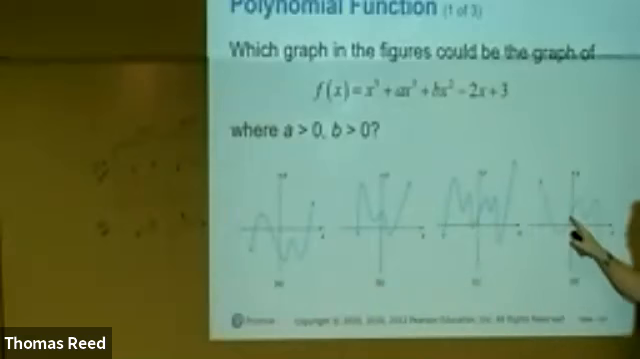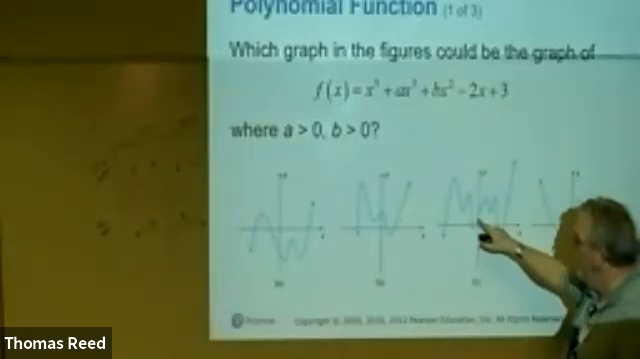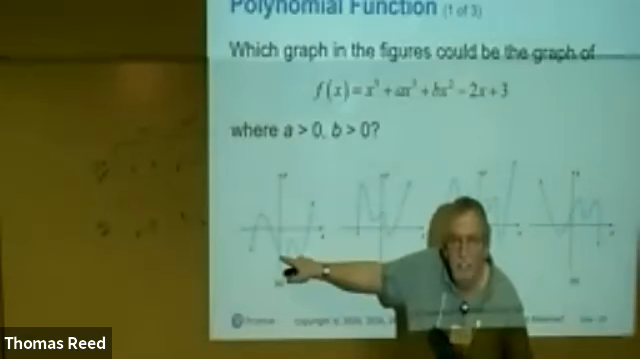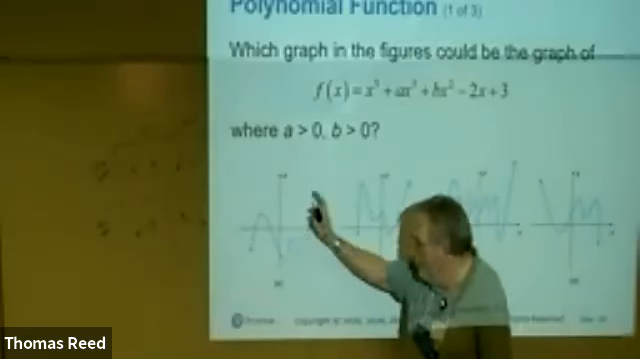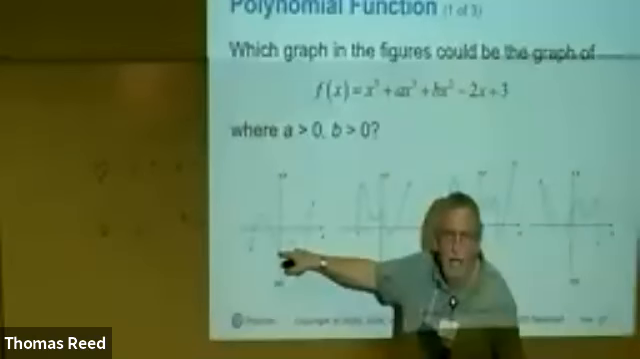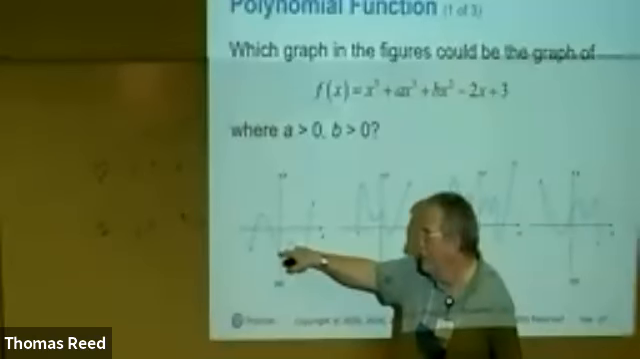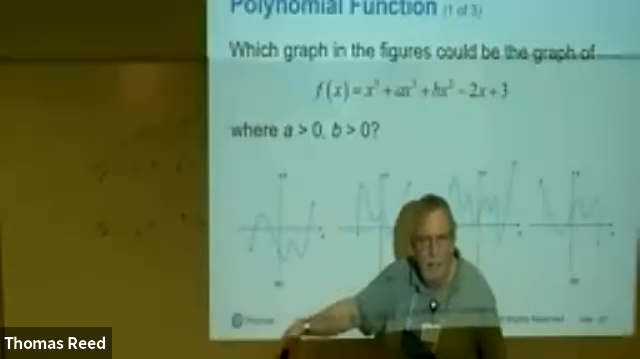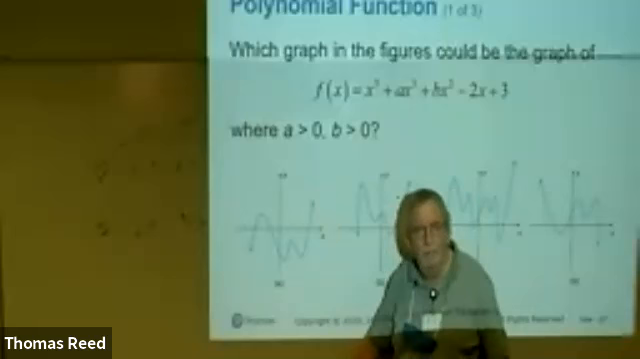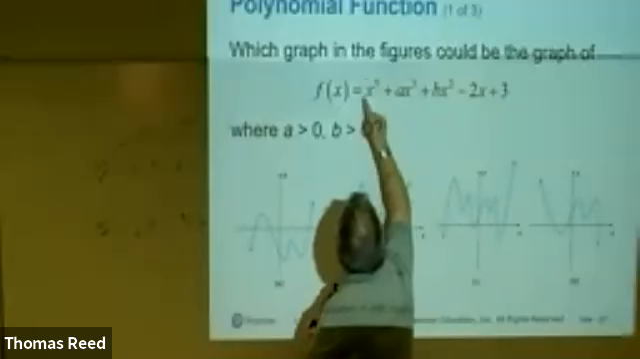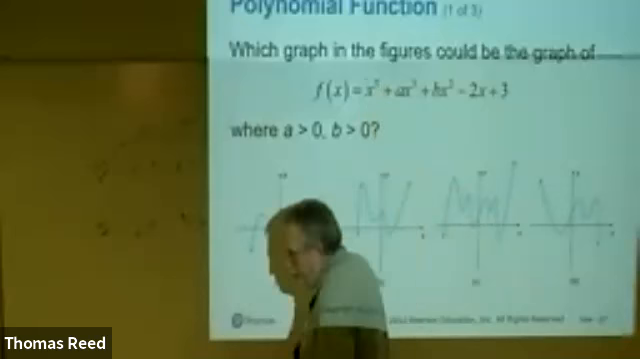Well, this could be a positive 3. This could be a positive 3. This could be a positive 3. And this one's gone. We can forget about A, because the y-intercept's on the wrong side of the x-axis. It's supposed to be up here, not down here. So we can forget A. Now everything else is determined by this puppy, the leading term.